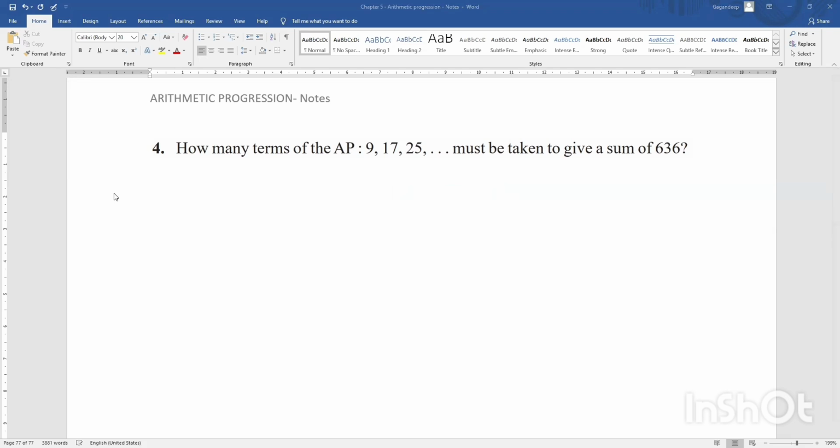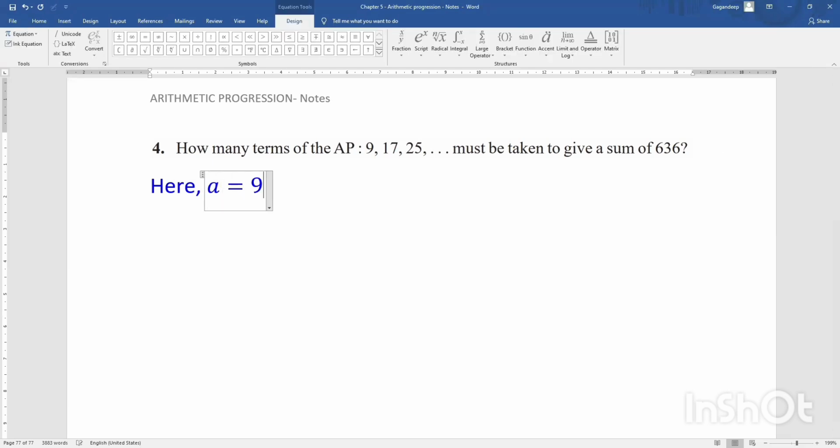So here we have a equals 9, then we have d equals 17 minus 9, second term minus first term, which will give you 8. And then we have Sn, the sum to n terms, that is 636. Here we need to find the number of terms, so n is the question mark.